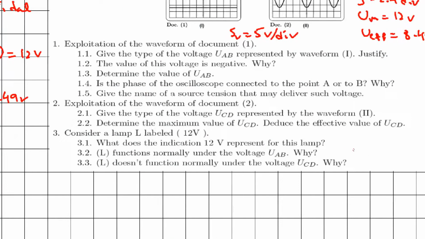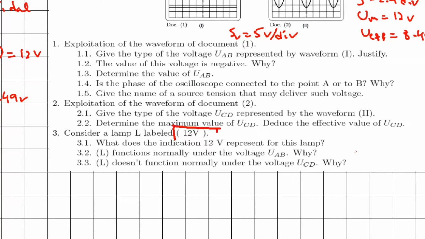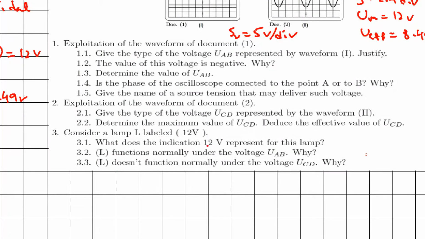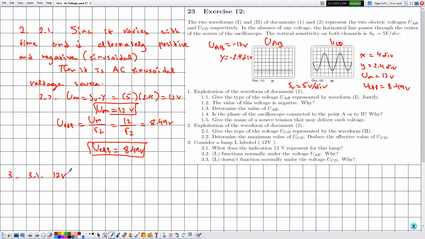Now in number 3 they are telling me consider a lamp L labeled by 12 volts, so this 12 volt represents the indication. In 3.1 what does the indication 12 volts represent? We know that it is the rated voltage of the lamp L under which it functions normally. So it is the voltage because it carries the unit volts.